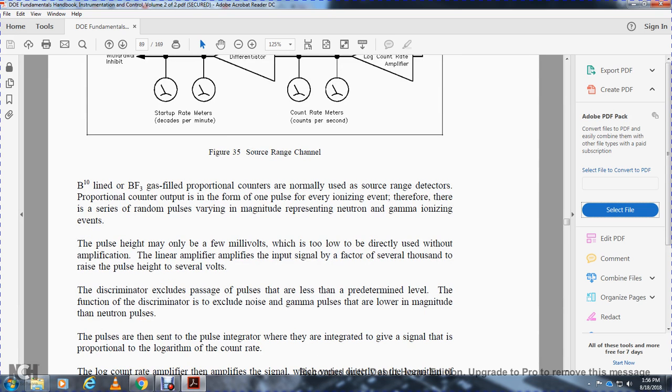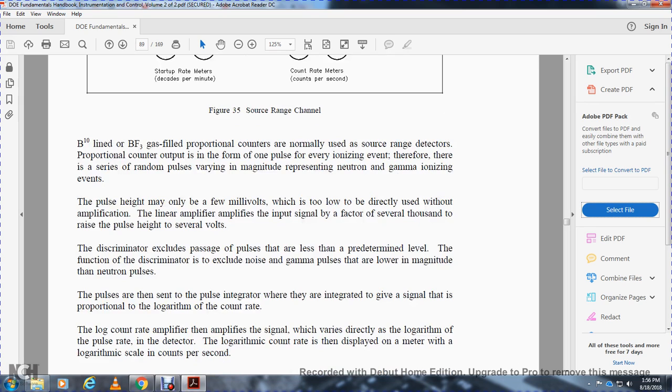B10 or boron trifluoride gas-filled proportional counters are normally used as source range detectors. The proportional counter output is in the form of a pulse for every ionization event. Therefore, the output is a random pulse train, with the magnitude representing neutron and gamma ionization events. Pulse height may only be a few millivolts, which is too low to use directly without amplification. Linear amplifiers increase the signal by a factor of several thousand, raising the pulse height to several volts.